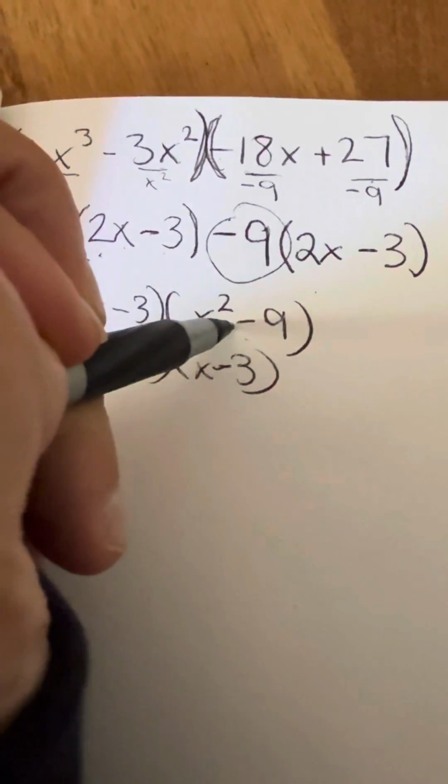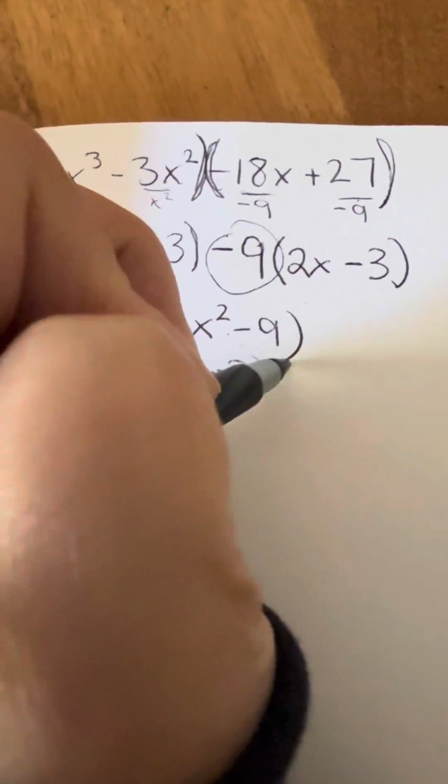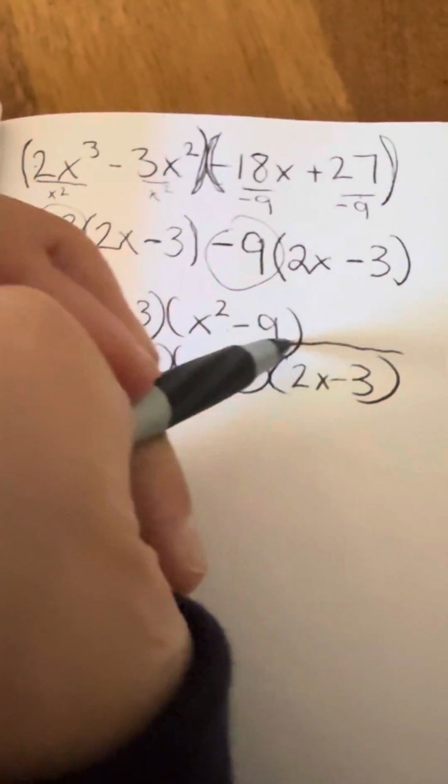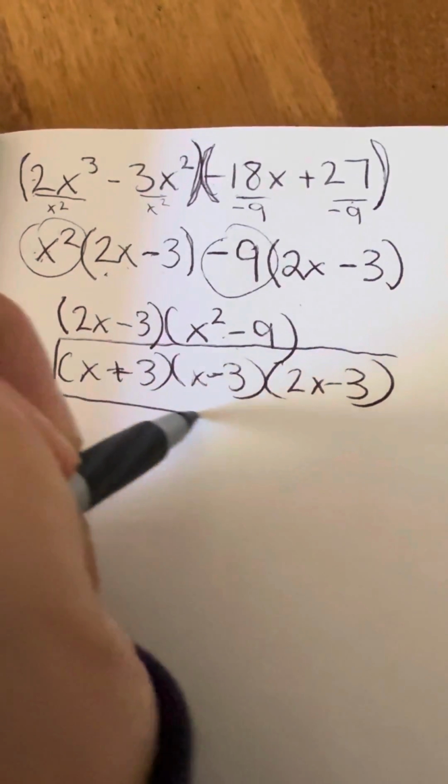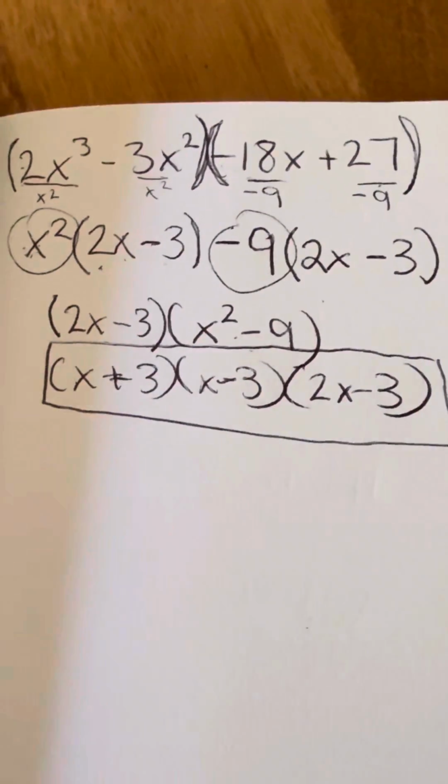Those would come out to be this part, and then we can't do anything else with this one. So this is going to be 2x minus 3, and then this is your finalized factored form of all of this. And that would be how you'd factor this.